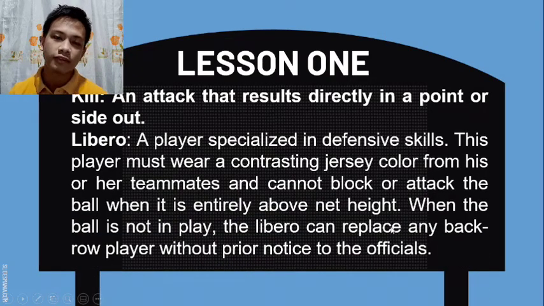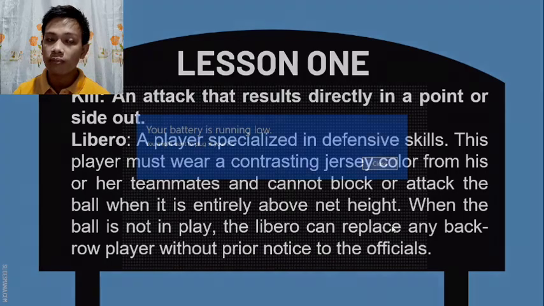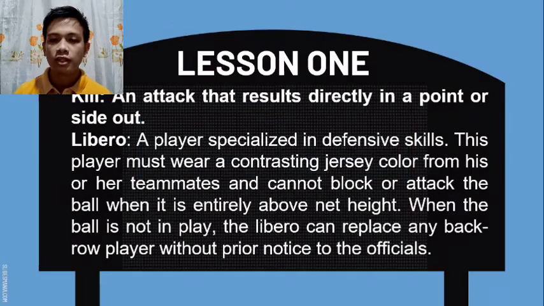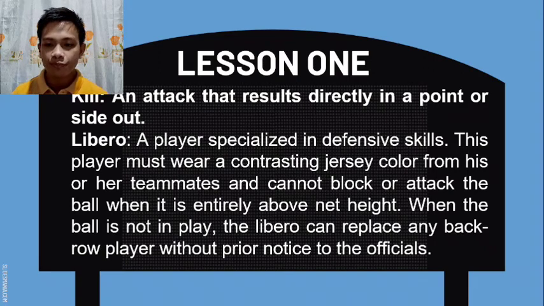Next, libero. So, a player specialized in defensive skills. This player must wear a contrasting jersey color from his or her teammates and cannot block or attack the ball when it is entirely above net height. When the ball is not in play, the libero can replace any back row player without prior notice to the official. So if you can observe the players inside the court, you will see a player na may naiibang uniform or jersey.